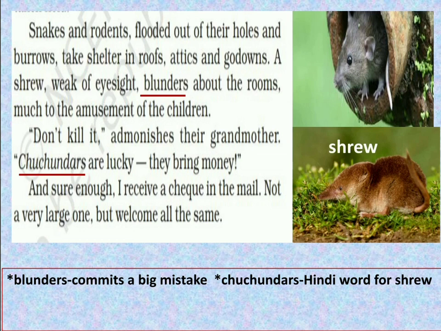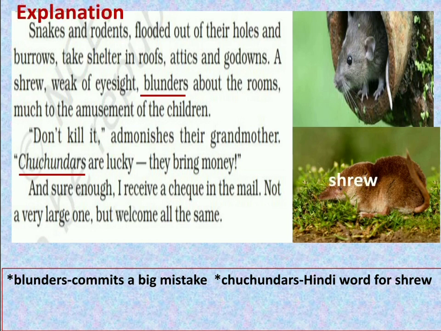Snakes and rodents flooded out of their holes and burrows, take shelter in roofs, attics, and godowns. Attics is lofts. A shrew is, here you can see the image. It is a mammal. Okay, and in Hindi you call it as chunchudas. Weak of eyesight, blunders, means commits a big mistake, about the rooms, much to the amusement of the children. Don't kill it, admonishes their grandmother. So admonishes means warn. Chuchundars are lucky, they bring money. And sure enough, I receive a check in the mail. Not a very large one, but welcome all the same.